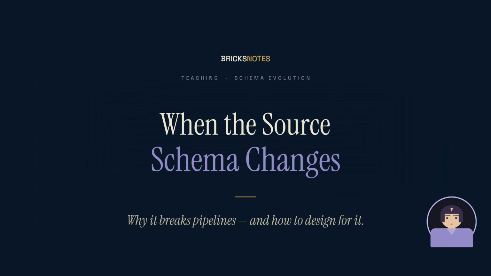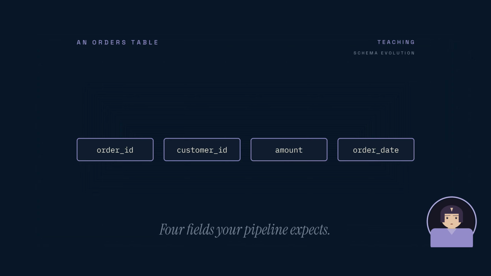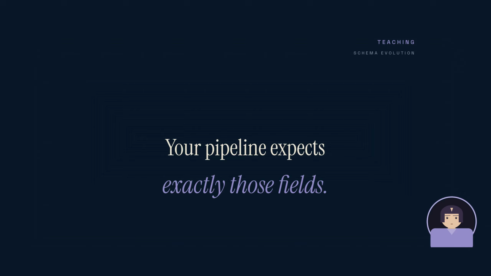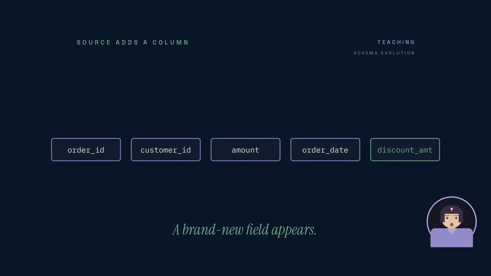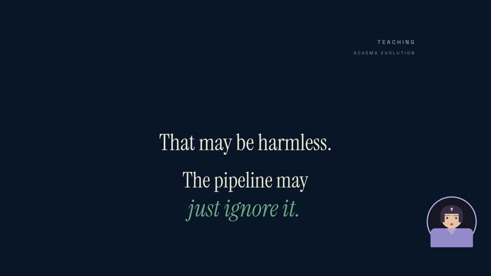Today, we're going to understand what happens when a source schema changes, why it can break data pipelines, and how data engineers should design for it. Let us start with a simple example. Imagine an orders table with these fields: order ID, customer ID, amount, order date. Your pipeline expects exactly those fields. Then the source team adds a new column called discount amount. That change may be harmless. Your pipeline may simply ignore the new field.